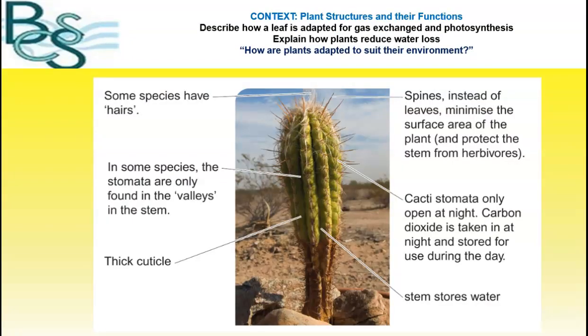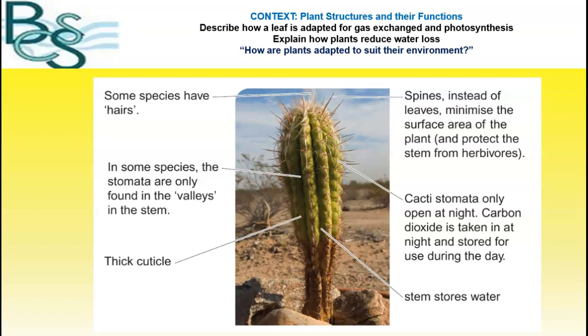One type of plant that does have sunken stomata are cacti. They are obviously found in really dry, arid conditions, so they want to reduce water loss as much as possible because there isn't very much water around, so any that they do have, they want to hold on to. They have a really thick, waxy cuticle on the outside to prevent water loss, and they also have really fleshy stems to store any water that they have managed to take in.